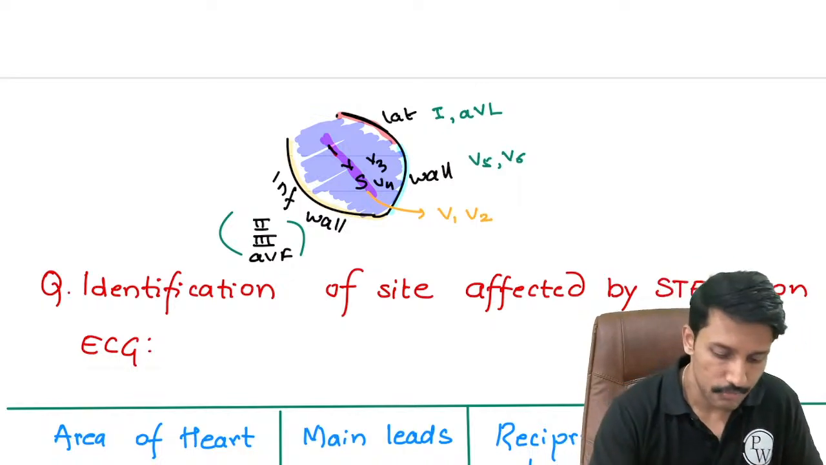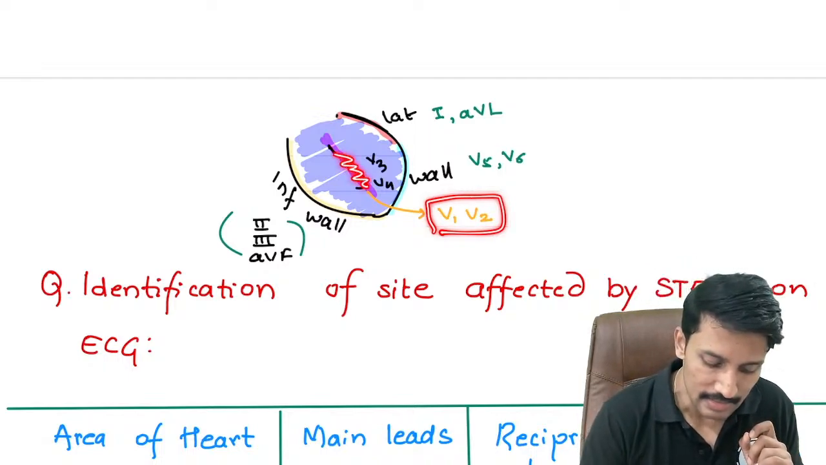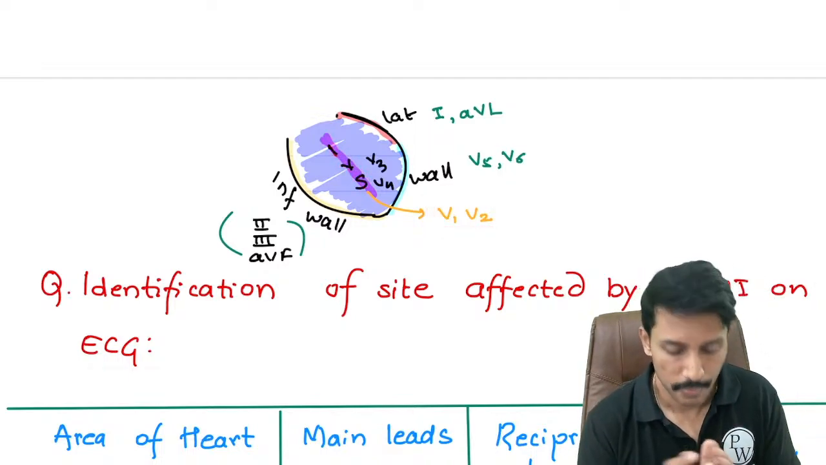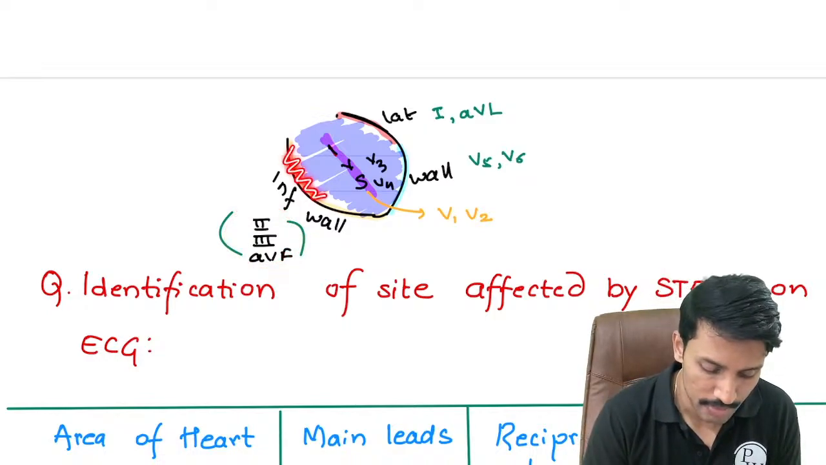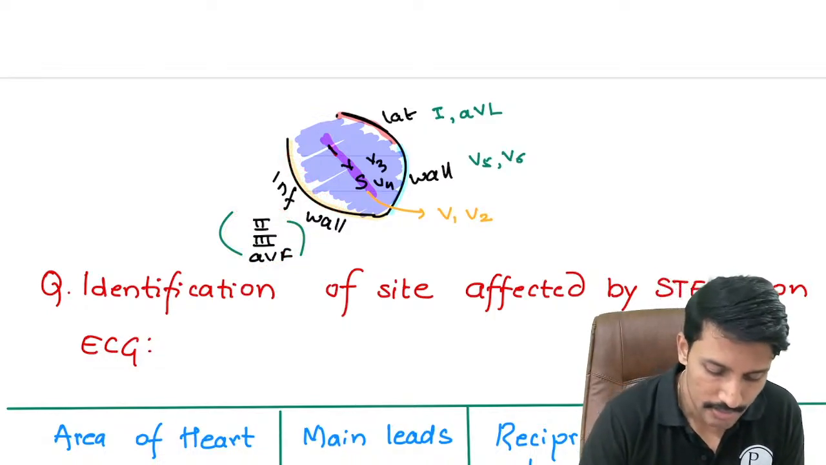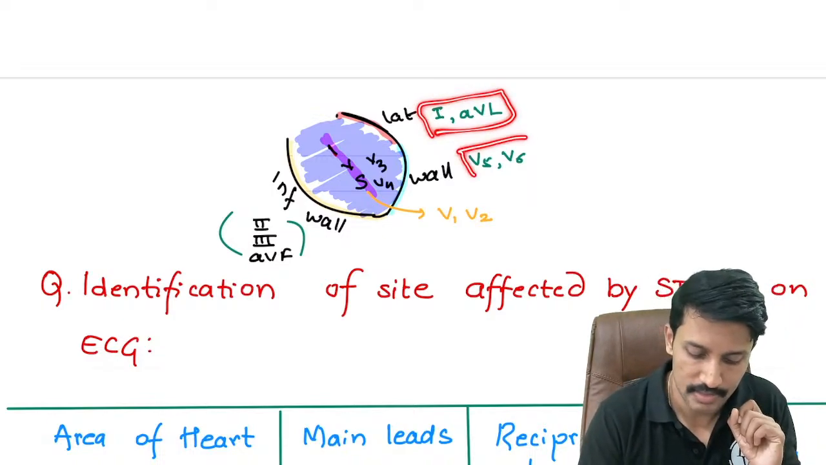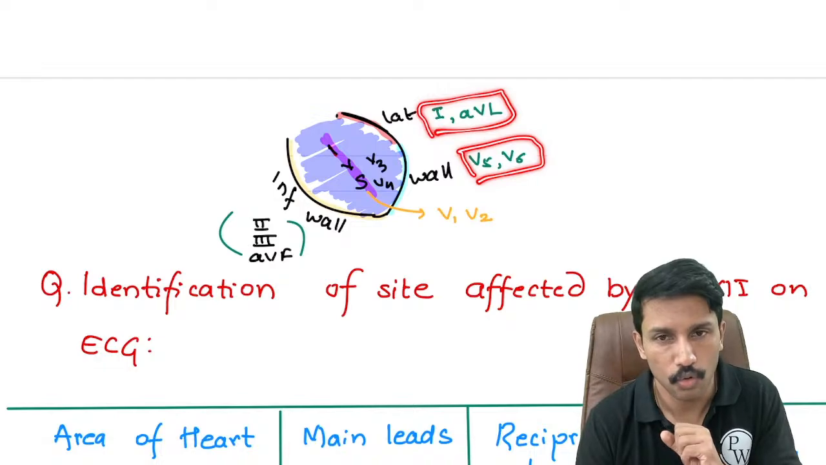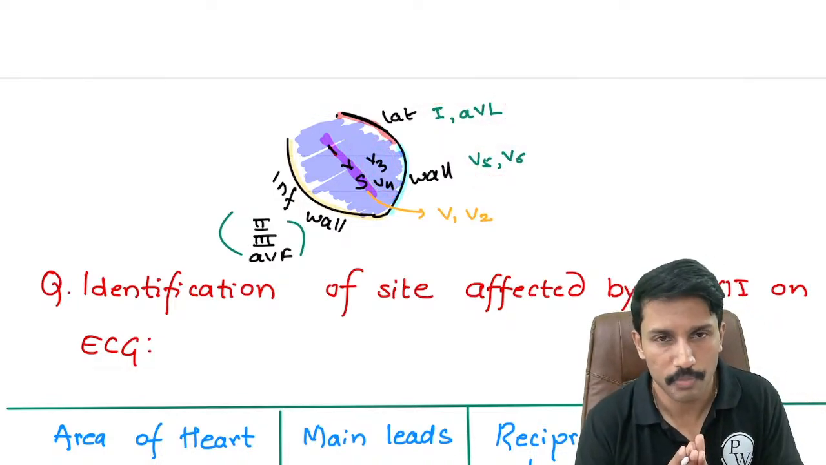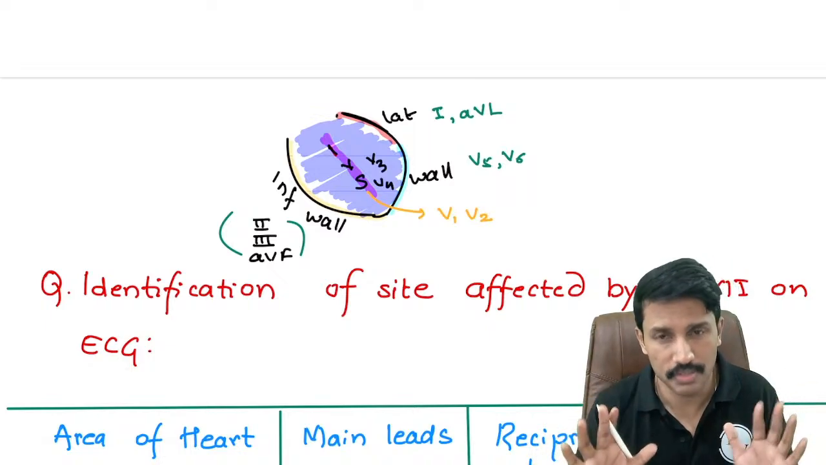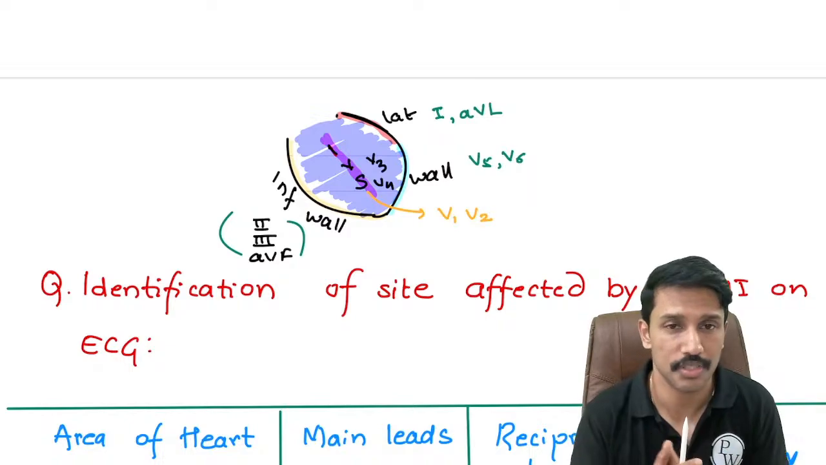If I get ST elevation in V1 and V2, and I'm suspecting STEMI, it is pointing towards the interventricular septum being affected by the MI. If I get ST elevation in 2, 3, AVF, I'm thinking of the inferior wall being affected by STEMI. ST elevation in 1, AVL, the higher part of the lateral wall. ST elevation in V5, V6, the lower part of the lateral wall. ST elevation in V3, V4, the anterior wall. In a standard 12-lead ECG we have never put the leads behind, so we do not have representation of the posterior wall.